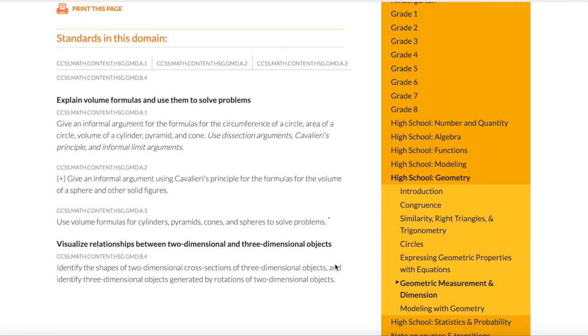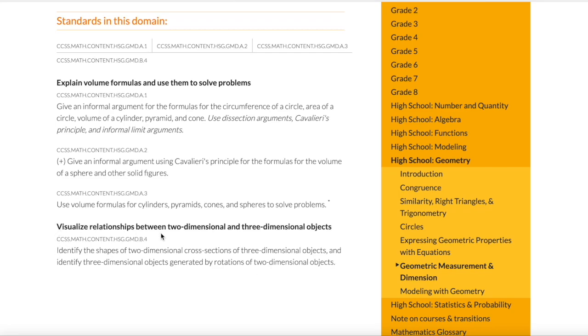Thank you for watching. Today I am going to demonstrate an activity you can do in the classroom to talk about the concepts of solids of revolution or rotation and the relationships between 2D and 3D shapes. This is not part of the Ohio standards, but it is part of the high school Common Core standards through the standard called Visualize Relationships between Two-Dimensional and Three-Dimensional Objects, which is described as identify the shapes of two-dimensional cross-sections of three-dimensional objects and identify three-dimensional objects generated by rotations of two-dimensional objects. We are going to focus on the second part of this description.